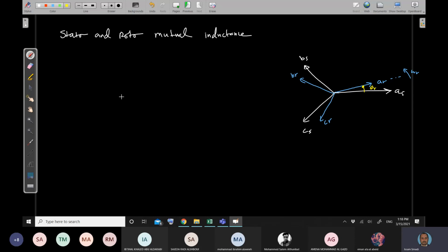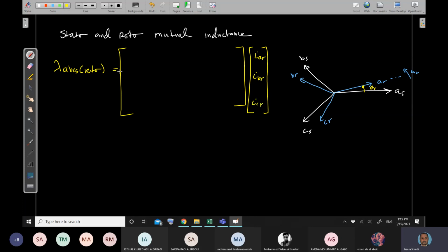So here I need to calculate the lambda ABCS due to the rotor, which will equal, now the current here is the rotor, so IAR, IBR, and ICR. So the first one here I can call the inductance LAS AR. The second one is LAS BR. The third one is LAS CR. So this inductance I can call what? According to this, what will this be?